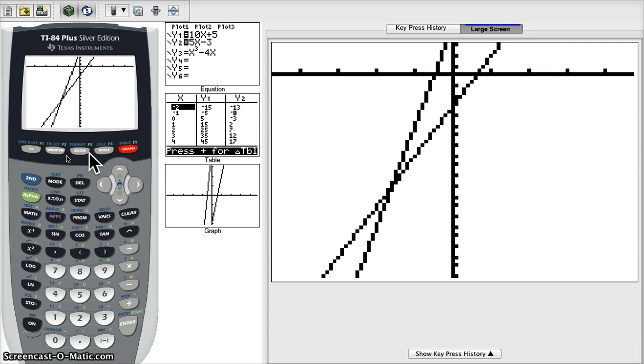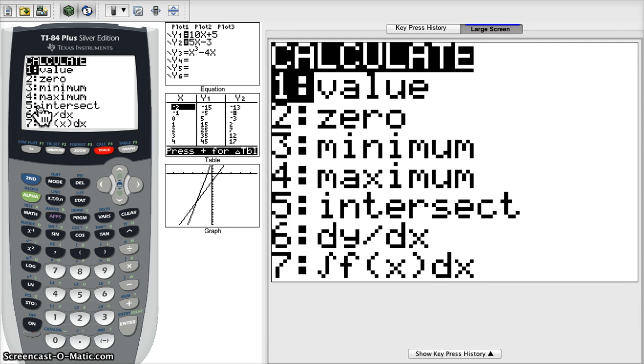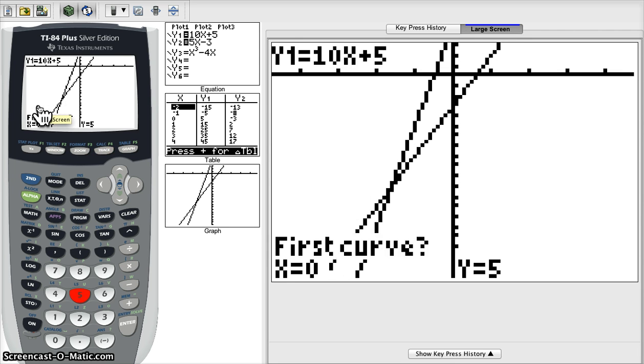So what I'm going to do is now go to calculate the intersection. I don't want to just trace it, I want to actually find it. So go to second, calc, intersect is what I'm going to do. So I'm going to hit the 5. First curve, it tells me right up here what it is. And I can't see my cursor, but I don't care.